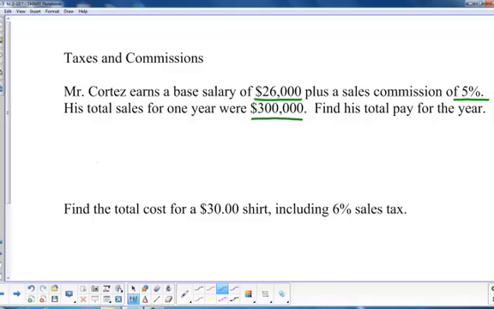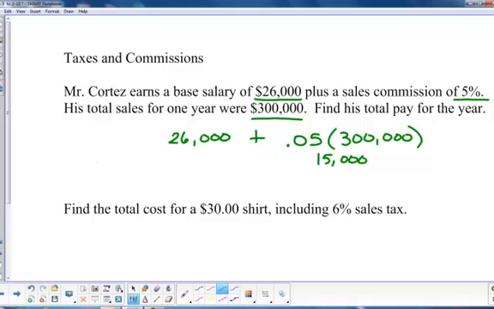So if the base salary is $26,000, he gets that no matter what. And then he gets 5% of his sales. So 5% is 0.05, and he sold $300,000. So 5% of $300,000, 0.05 times $300,000 is $15,000. And then if you do the $26,000 plus the $15,000, you get $41,000.